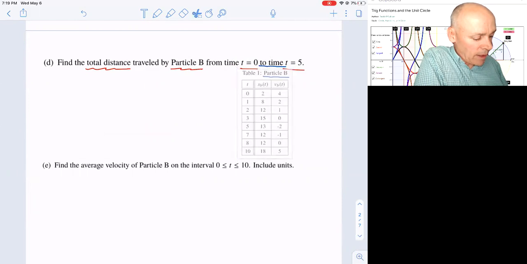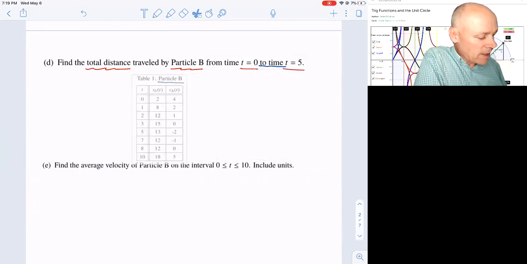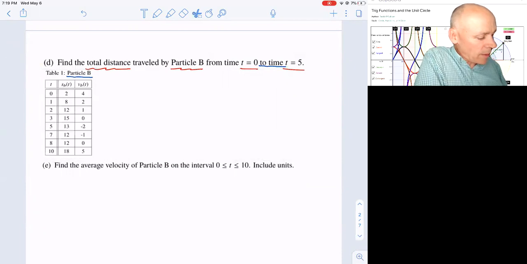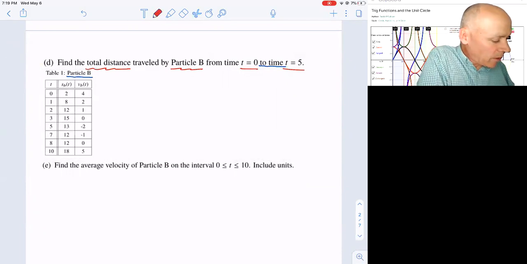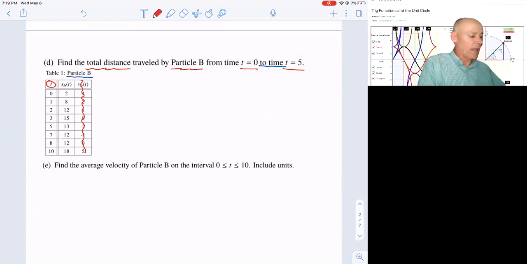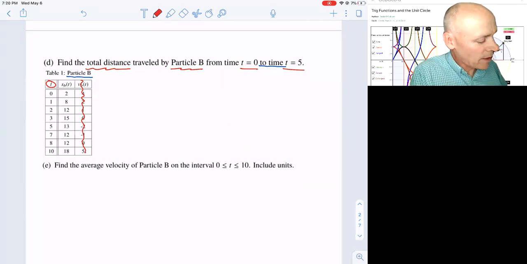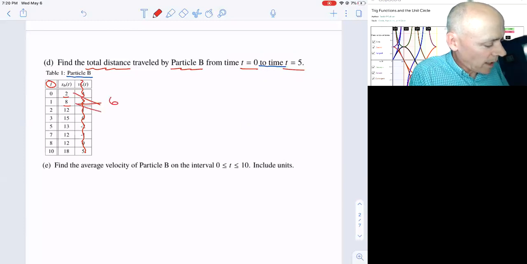What I'm interested in is the total distance. For that, I'm looking at the middle column. That is the position for particle B at certain times t, these times t in the first column. I don't care about the velocity column. I just look as we go from each time to the next. From position 2 to position 6, that's a change of 4 units. We go from 6 to 12, that's 6 units. 12 to 15, that's 3 units.